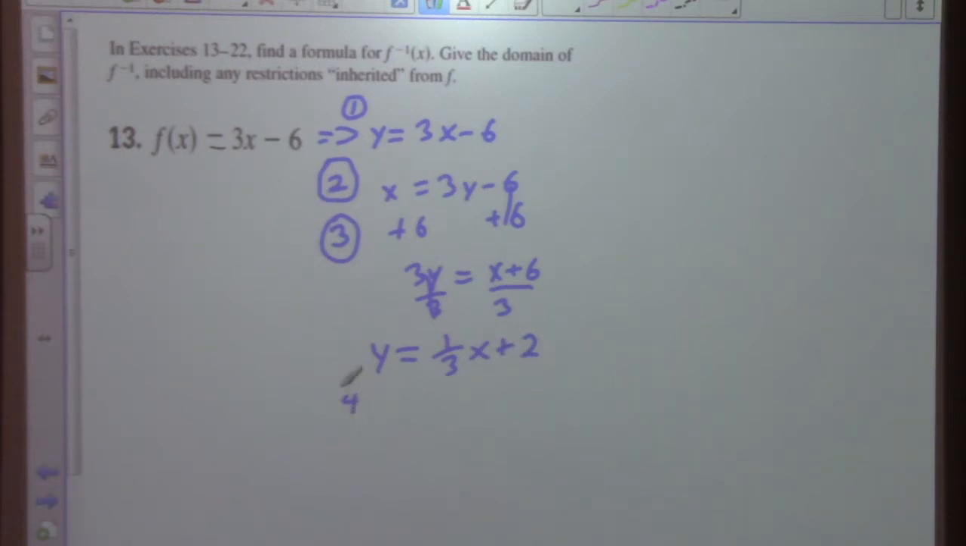You put the f inverse notation. Yeah, okay. Emily's right. So this will be our answer. Now, do we have any restrictions inherited from f? Are there any restrictions to this function? No, polynomial functions, both. So we'll say no restrictions. They say give domain. So what is our domain going to be?